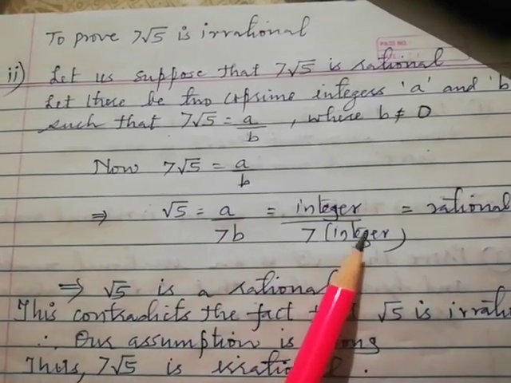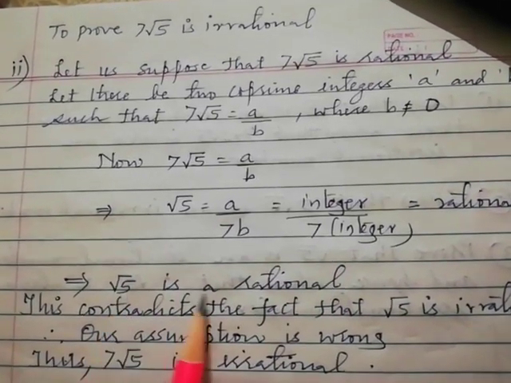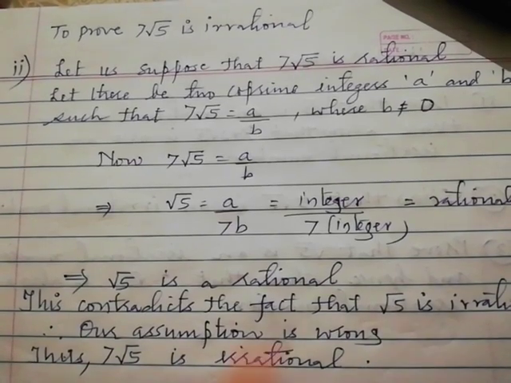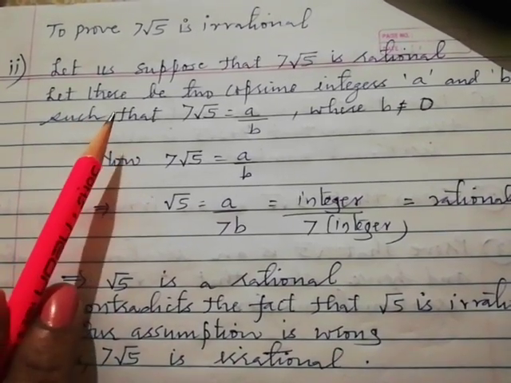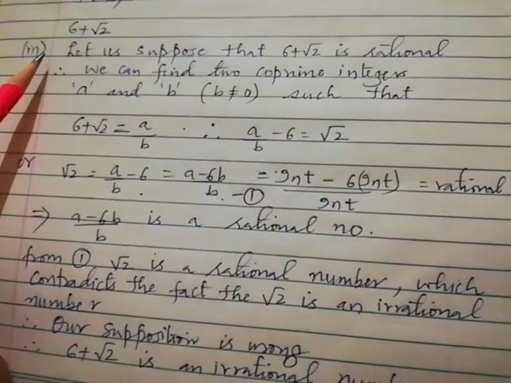So the right hand side is equal to a rational, and they are equal as we have equated. So root 5 is also a rational number, which contradicts the fact that root 5 is irrational. Therefore our assumption that it is rational is wrong. Therefore 7 root 5 is irrational.